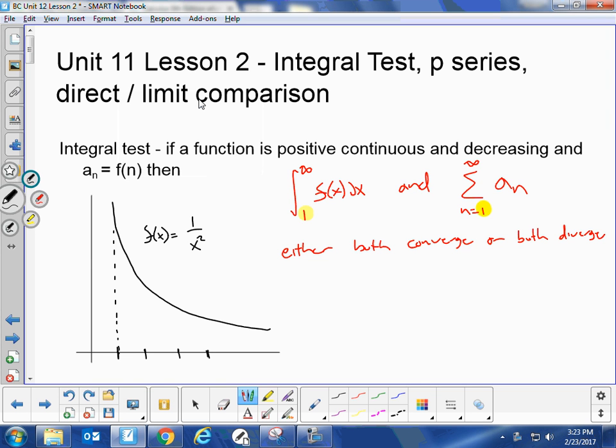Now we have more tests to tell whether something that possibly will converge will definitely converge. The first test, which could be used for any series to see if it converges or not, is called the integral test. The integral test says if a function is positive, continuous, and decreasing, and some terms from a series can be listed by the function, then look at the unbounded area starting from whatever value we're starting from to infinity, and look at the sum of the series. Either both converge or both diverge.